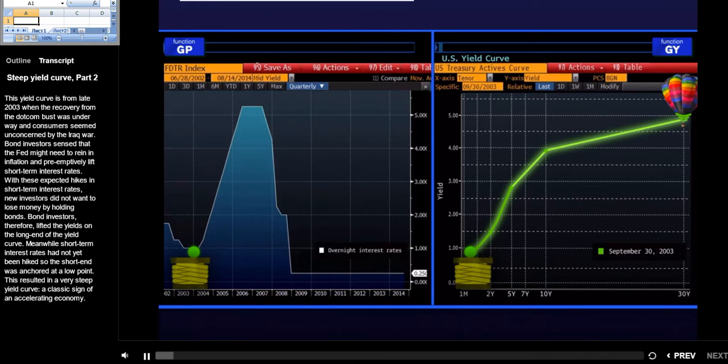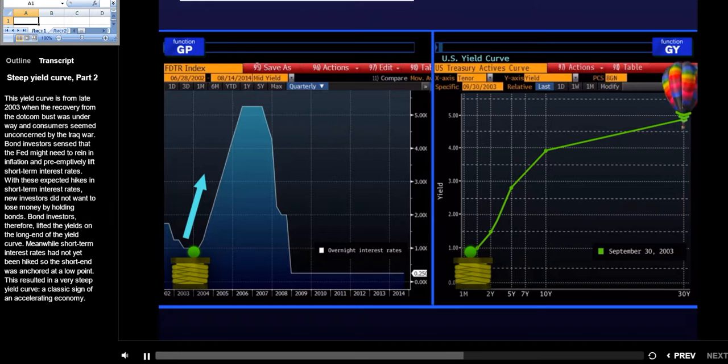This yield curve is from late 2003, when the recovery from the dot-com bust was underway, and consumers seemed unconcerned by the Iraq War. Bond investors sensed that the Fed might need to rein in inflation and preemptively lift short-term interest rates. With these expected hikes in short-term interest rates, new investors did not want to lose money by holding bonds. Bond investors, therefore, lifted the yields on the long end of the yield curve.